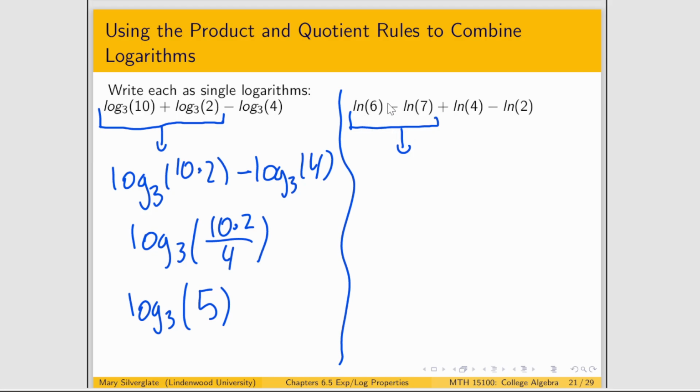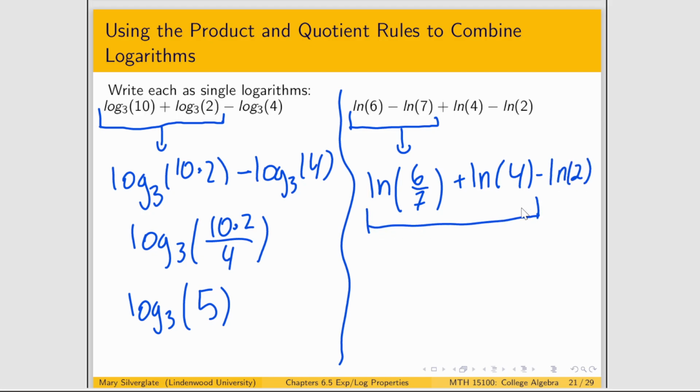First thing I'll notice is the subtraction outside the log becomes division inside the log. And then I'm just going to drop down my other terms. And then I'm going to keep on going. So this addition outside the log becomes multiplication inside the log. Keep in mind 4 is currently over 1 at the moment, so that becomes natural log of 6 times 4 over 7. And then we've got minus natural log of 2.